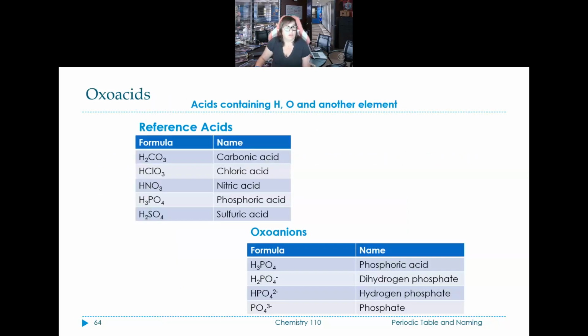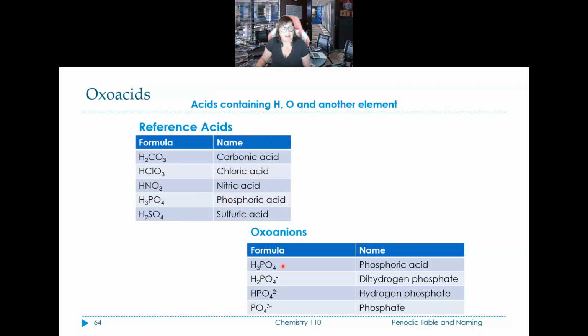We talk about carbonic, chloric. These are all acids containing hydrogen, oxygen, and something else. All right? These are reference acids. These are fairly common ones. Carbonic, chloric, nitric, phosphoric, and sulfuric. All right, again, I think you should be familiar enough to write most of these, and you will be eventually.